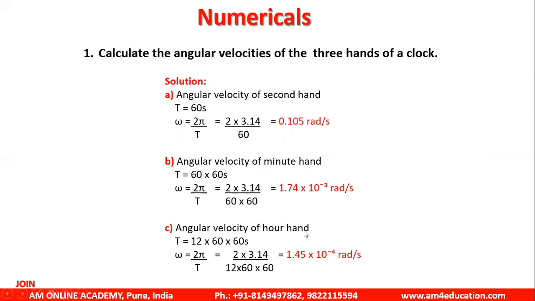Similarly, the hour hand takes 12 hours to complete one rotation. So the total time, that is the time period, is 12 into 3600. That will be the time period in seconds. Now, therefore, omega equals again 2 pi by T. We substitute all the values and we get the answer 1.45 into 10 raised to minus 4 radian per second. So in this way, we can calculate the angular velocity of different particles.